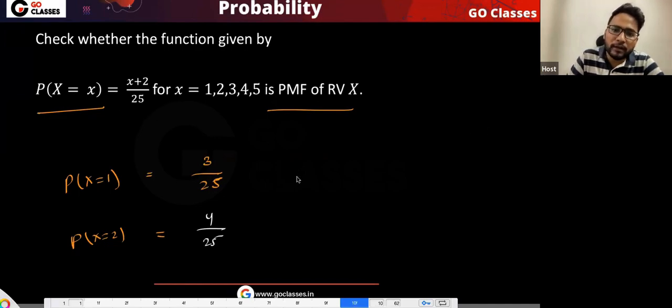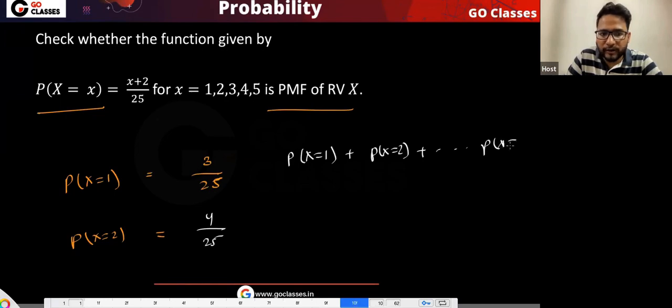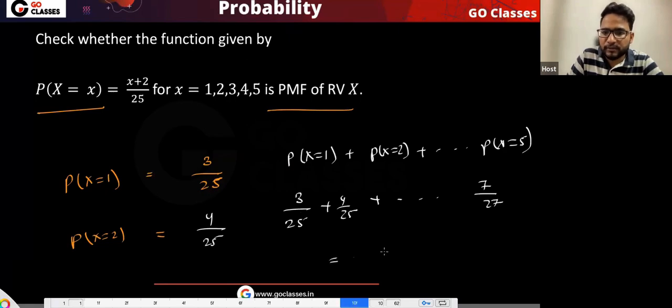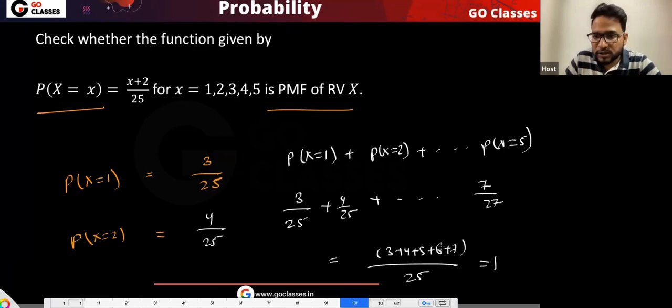What you will do is sum up all the probabilities, which means the probability for X equal to 1 plus the probability for X equal to 2 plus the probability for X equal to 3, till the probability for X equal to 5. Yes, Akash, that is correct. So you will do 3/25 plus 4/25, till 7/25. So you can sum this up. I think this is 3 plus 4 plus 5 plus 6 plus 7, over 25. It should be 1. Can you quickly check it?